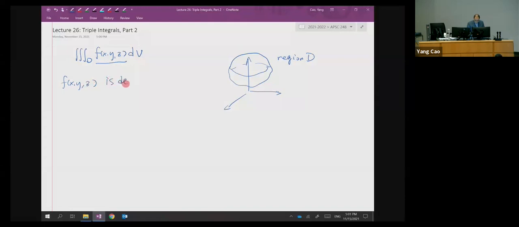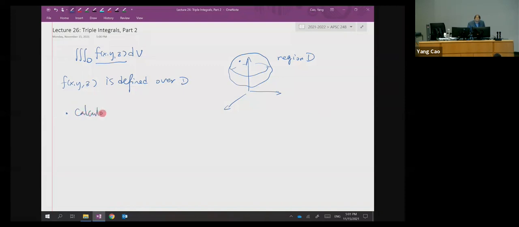So we have to make sure that this function is defined over this D. Defined basically means you pick any point within this region D, you plug it into the function f, and you get a value. If you get infinity, that means this function is actually not defined in region D, so you cannot integrate. But we'll assume all of our double and triple integrals involve a function that's defined over the region D.